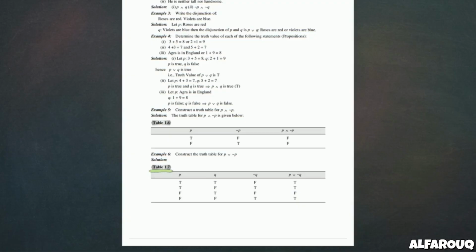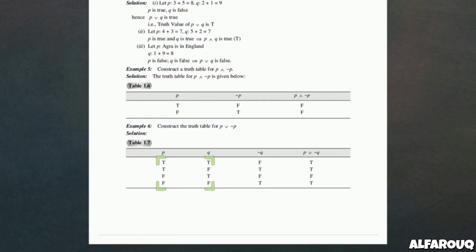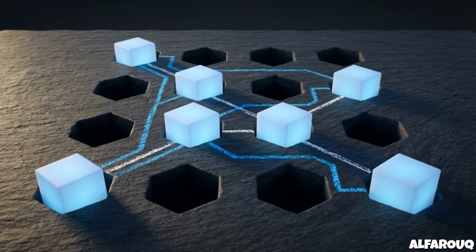Here is table 1.7. To verify if a combined statement is reliable, we test it by mapping every possible scenario in a truth table. We start by filling out the input columns for our variables, systematically writing out every combination of true and false. Finally, we resolve the output column row by row. If every single result in this final column evaluates to true, the statement is classified as a tautology, meaning it is always logically sound. Because they test every possibility, truth tables act as the binary foundation of logic. They give you a brute force tool to verify any mathematical claim.